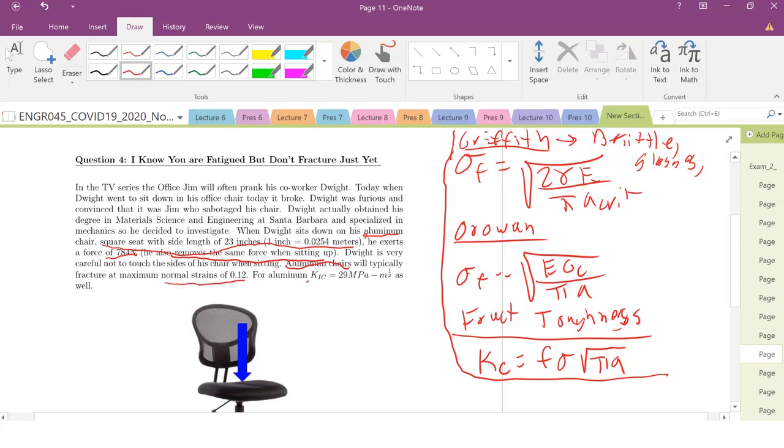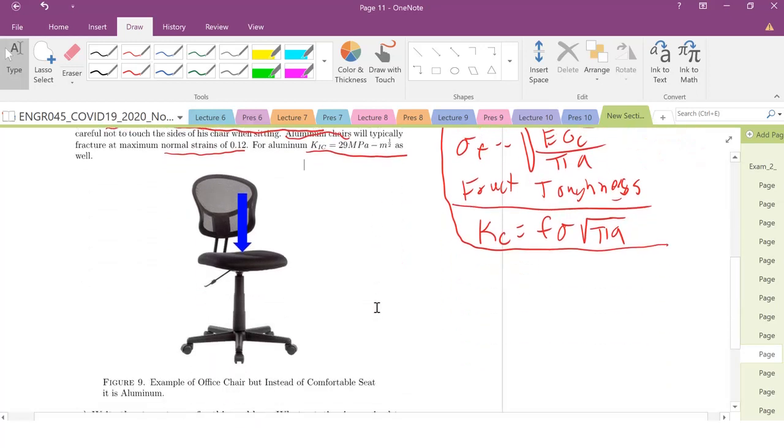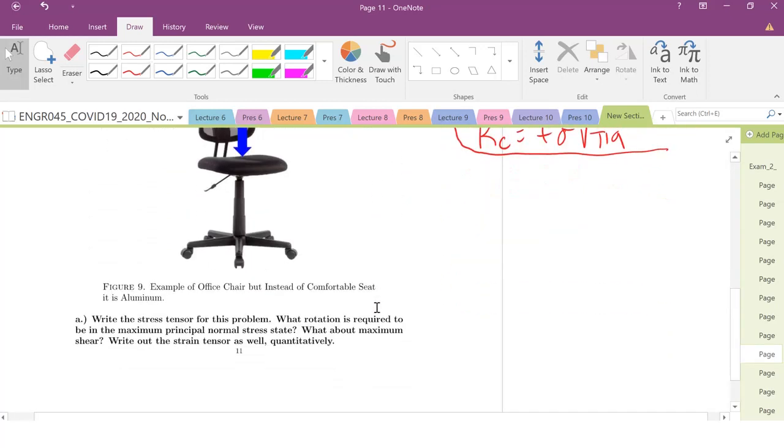For aluminum, K1C, excuse me, I made a mistake, I told you not to. K1C is going to equal 29 megapascal meter to the one half. So let's look down a little bit further on the problem. Write out the stress tensor for this problem. What is the rotation required to reach the maximum principal normal stress state? What about maximum shear? Write out the tensor quantitatively as well.